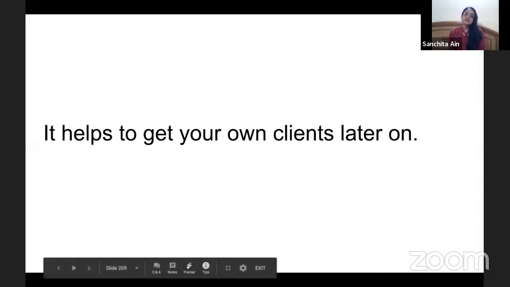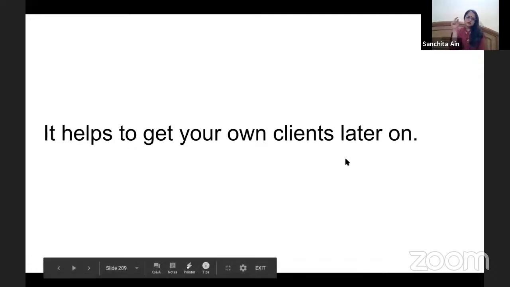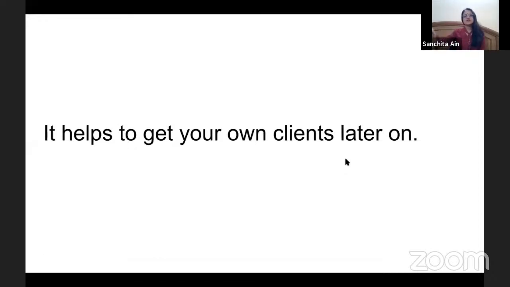Yeah, so it definitely helps to get your own clients later on, because you've already started working. People have started knowing you because of the matters you're drafting. And you'll see in the Supreme Court, they always write drawn by, filed by. It's not just filed by. So you'll have your name there.